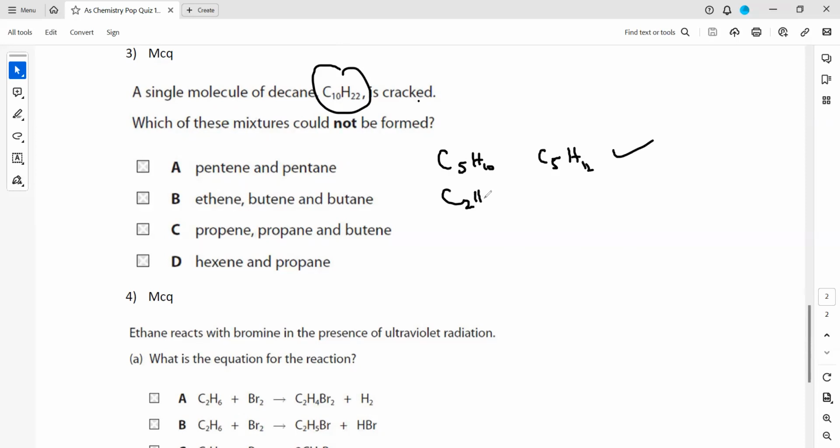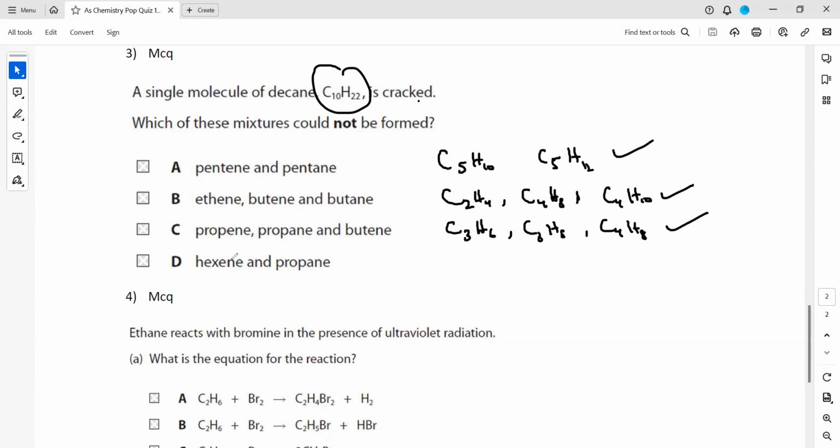Ethene means C2H4, butene means C4H8, and butane means C4H10. We want to check whether the sum is C10 and H22. So 2 plus 4 plus 4 is 10 carbon, and 4 plus 8 is 12, plus 10 is 22 hydrogen. So that's right. Propene, C3H6, propane, C3H8, and butene, C4H8. So 3, 3, 6, 10 carbon, and hydrogen 6 plus 8 plus 8 is 22.